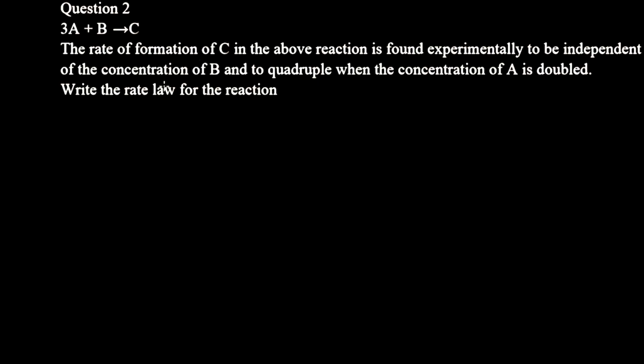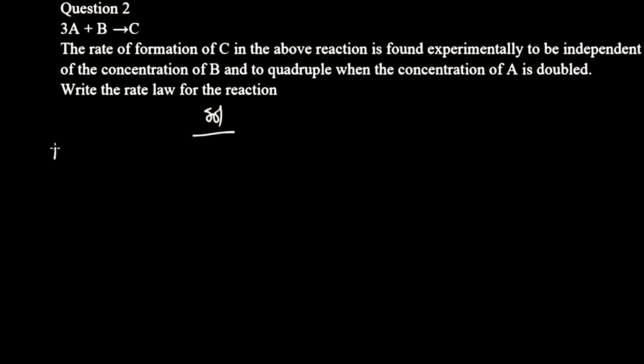So let's solve for this question too. We have this equation here. The rate of formation of C in the above reaction is found experimentally to be independent of the concentration of B and to quadruple when the concentration of A is doubled. So what is the rate law for the reaction? Let's solve for this.